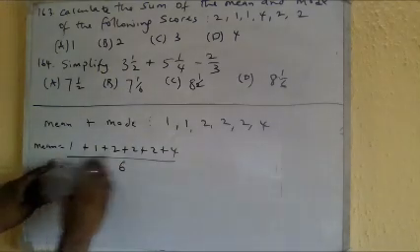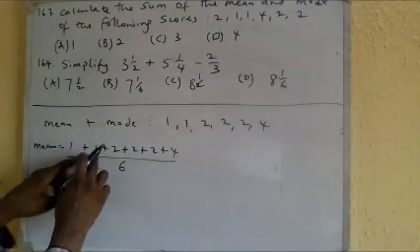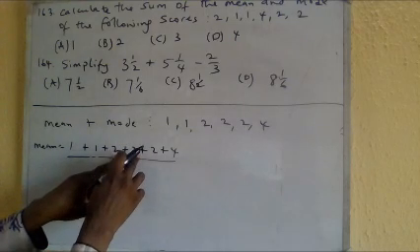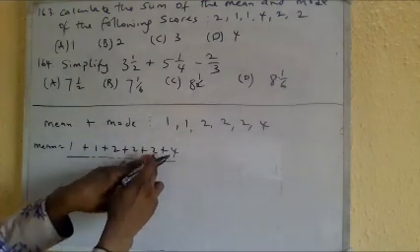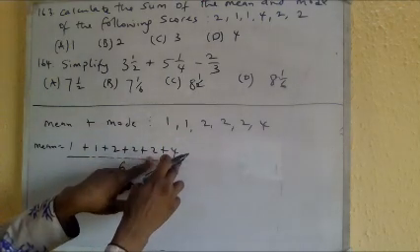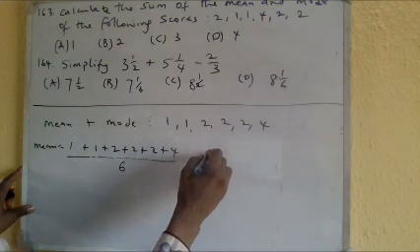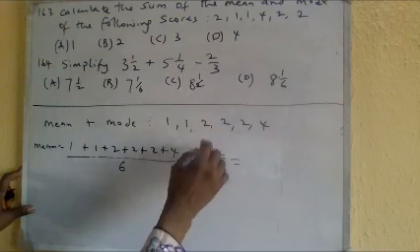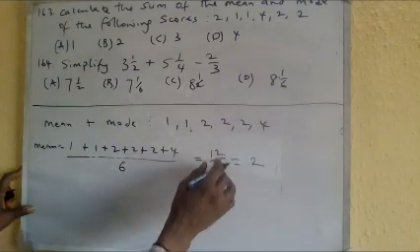To get the mean, I say 1 plus 1 is 2. 2 plus 2 is 4. 4 plus 2 is 6. 6 plus 2 is 8. And 8 plus 4 is 12. So this is 12 over 6. So the mean is 2 because 12 divided by 6 is 2.